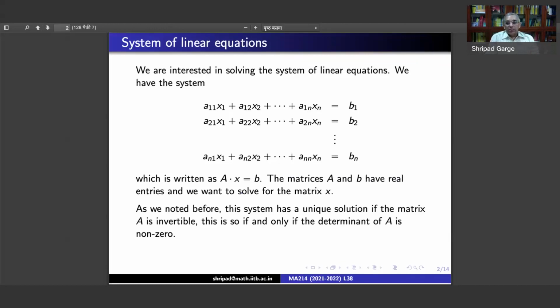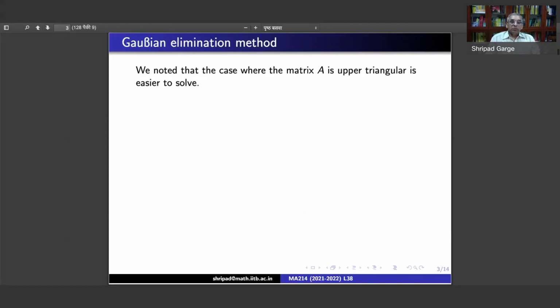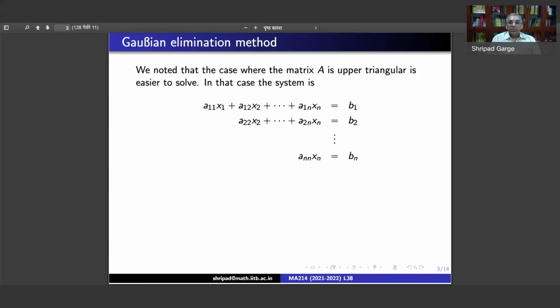And of course, you know this from your linear algebra course that this is true if and only if the determinant of the matrix is non-zero. How do we apply the Gaussian elimination method? This is applied to make your matrix A an upper triangular matrix. We will transform the matrix A to an upper triangular matrix so that then the system can be solved quite easily. So once you make it upper triangular, this is how the system will look.